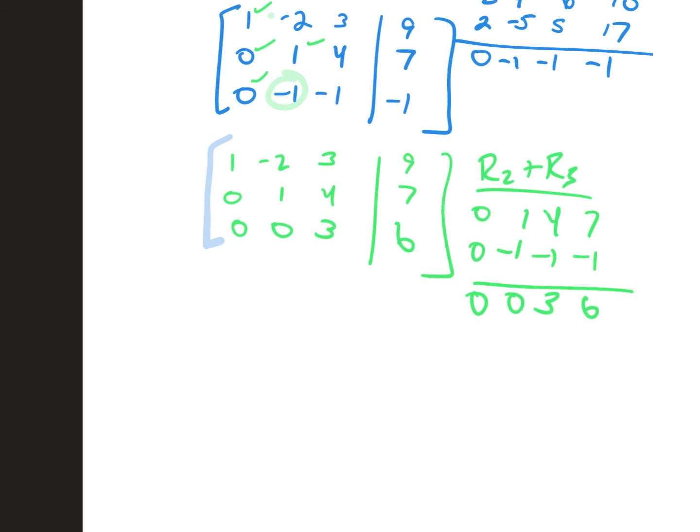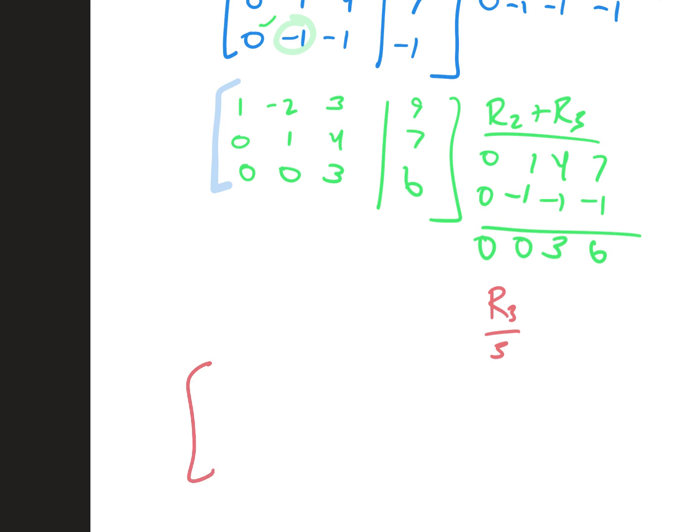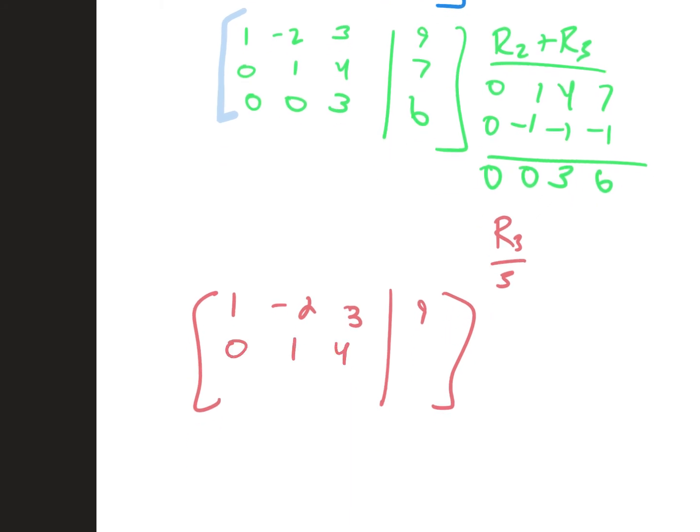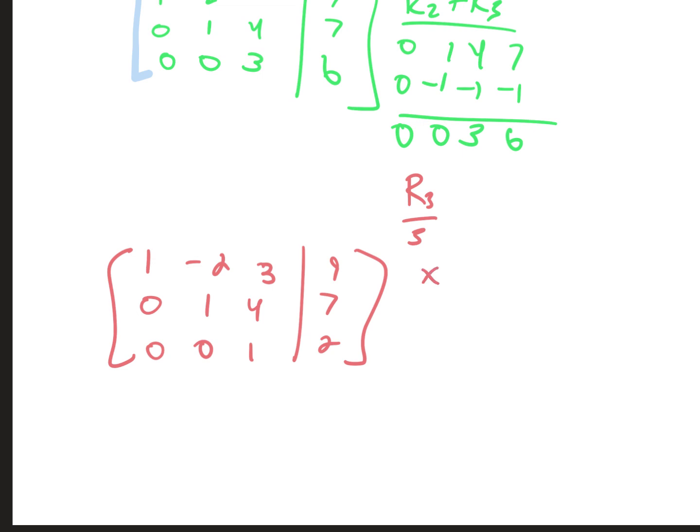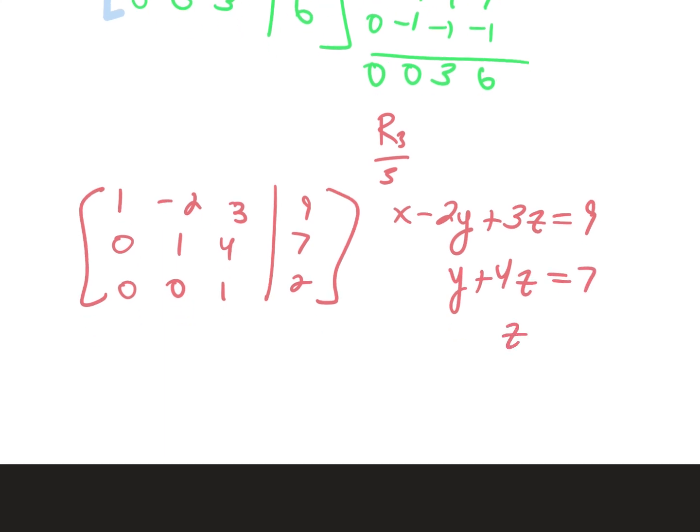What's the last thing I need to do? Row 3 divided by 3. So I'm left with 1, negative 2, 3, and 9. 0, 1, 4, 7. 0, 0, 1, 2. So how would I write my system of equations? What's the first one say? x minus 2y plus 3z equals 9. Then what? y plus 4z equals 7. And then z equals 2.